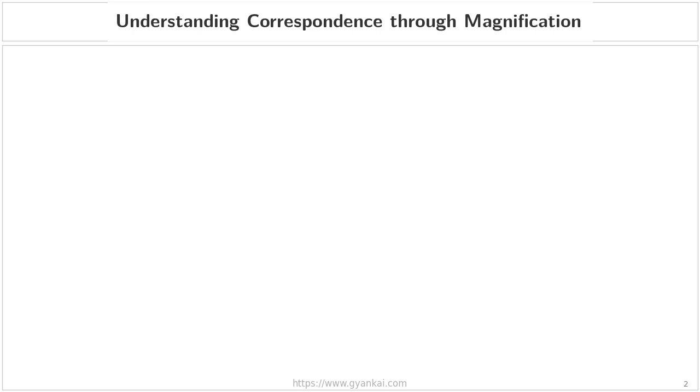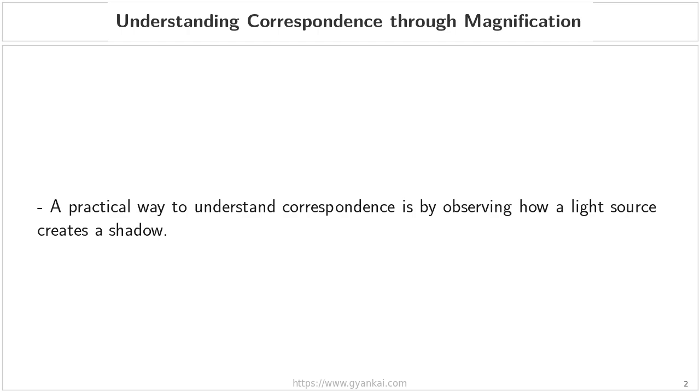Understanding correspondence through magnification. Now that we've established that similarity is about shape rather than size, you might be wondering how we actually match parts of one shape to another. To make this concept of correspondence more concrete, let's look at a practical, real-world example: the way a light source creates a shadow.